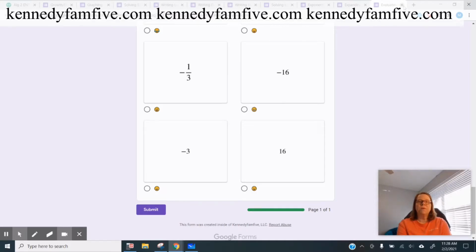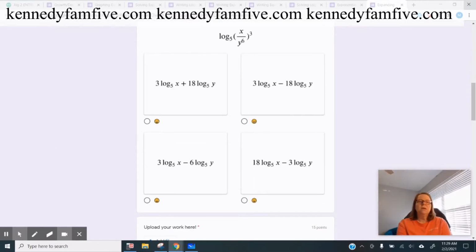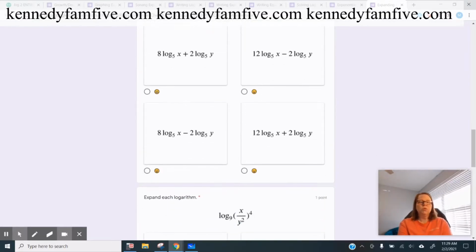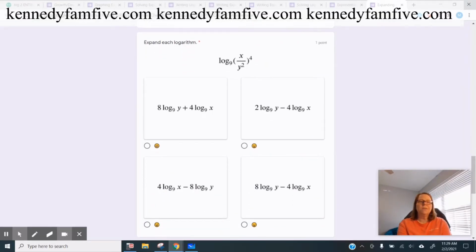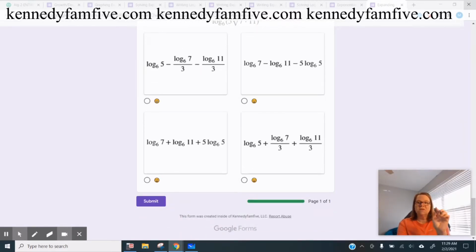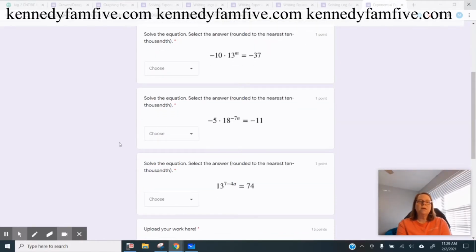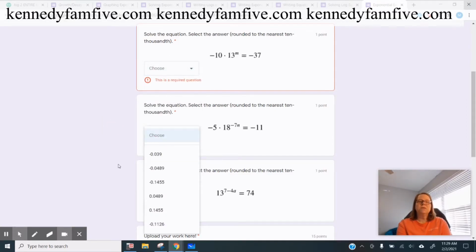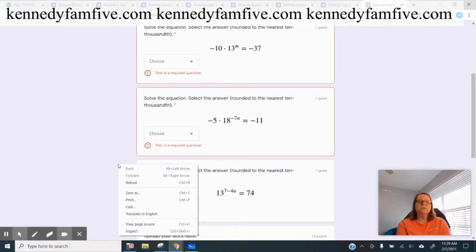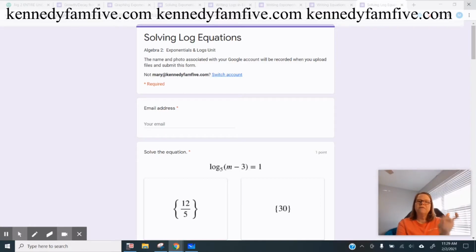That's pretty straightforward. Expanding logs. So we looked at condensing, multiple choice. I have an upload your work button if you feel you need it. If you don't, then you can obviously just hit that trash can and delete that out. Exponentials requiring logs. So here they're going to go to the nearest 10,000ths, and they have lots of choices there. And I do have it shuffled.